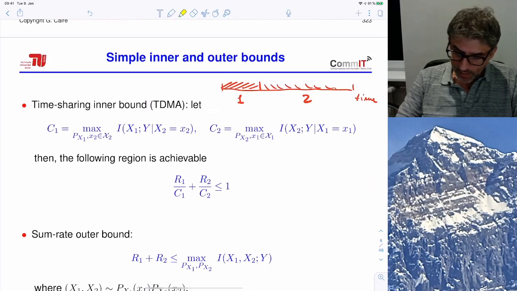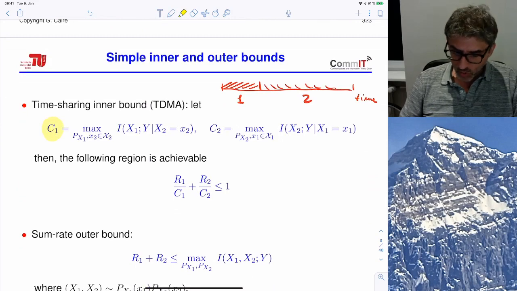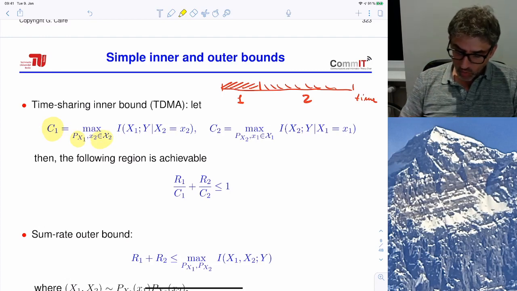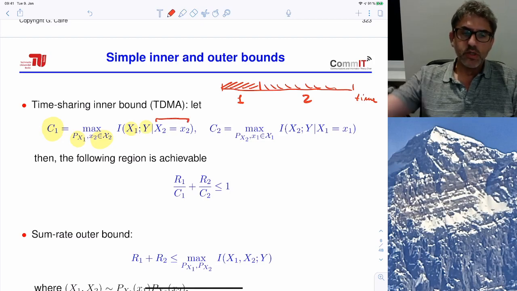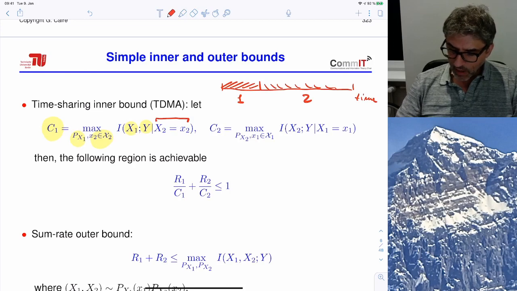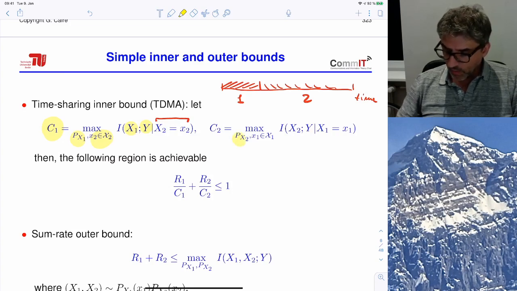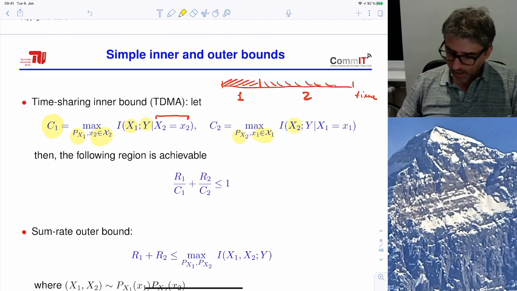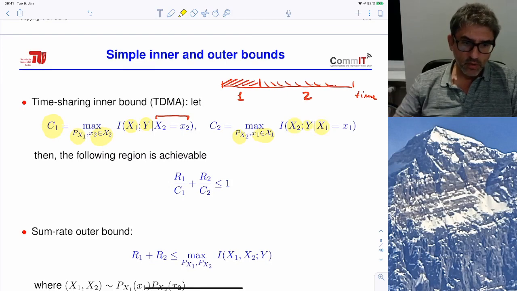So essentially, what we can write is that the capacity for user 1 is going to be the max over the input probability of user 1 and the symbol in the alphabet of user 2 of the mutual information between X1 and Y when X2 is fixed to a particular symbol, which is the most helpful symbol for user 1. Same thing for user 2: the capacity for user 2, when user 2 is alone in, say, phase 2 of the time-sharing protocol, then user 2 will be able to transmit at capacity, which is the maximum over p_X2 and a symbol in the alphabet X1 of the mutual information between X2 and Y given X1 fixed to the most helpful symbol for user 2.